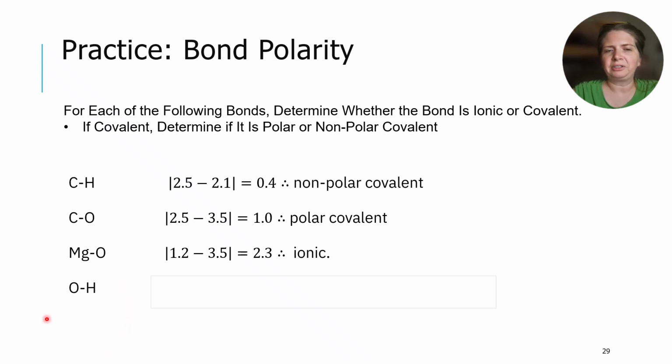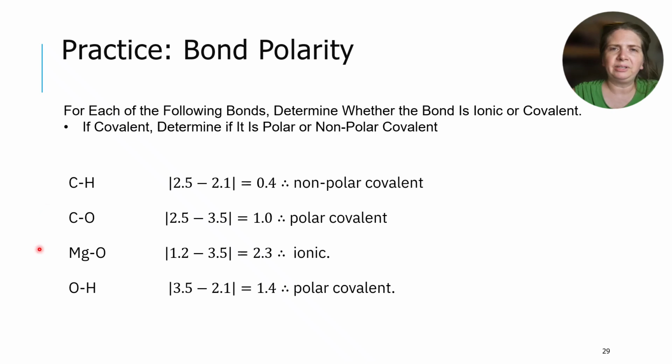Lastly, consider oxygen and hydrogen. These elements have an electronegativity difference of 1.4, making the oxygen-hydrogen bond polar covalent. I included the CH bond, CO bond, and OH bonds because they frequently occur in organic molecules. Remembering that CH bonds are generally nonpolar, while CO bonds and OH bonds are polar, can save you a lot of time.